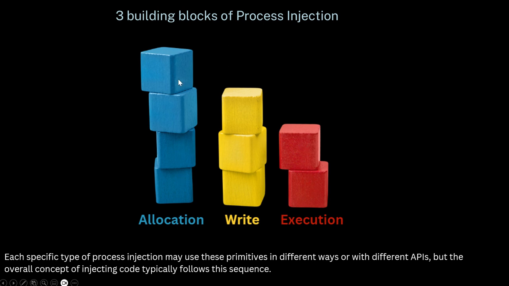Allocation is you reserve a space in another process. Writing is you write your code after that, and then execution is you get your code executed in the other process using some execution technique, abusing some user mode API or kernel mode system call. Abusing that, you will get your code executed. We will talk in a lot more detail in part 3 about these building blocks. So don't worry, as we progress in the next video, you will get a much deeper dive on how these 3 building blocks make up process injection.